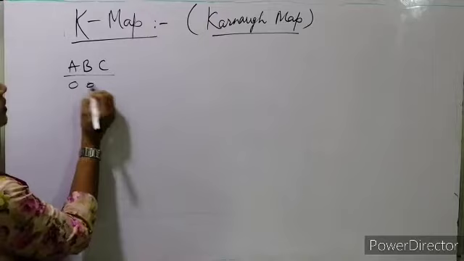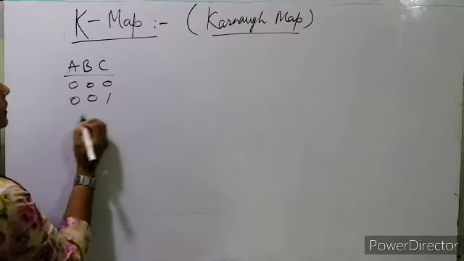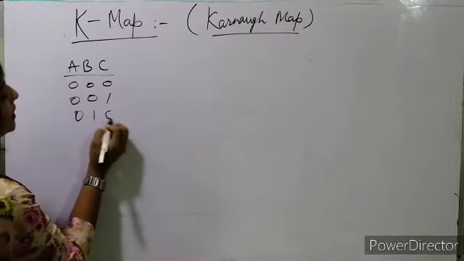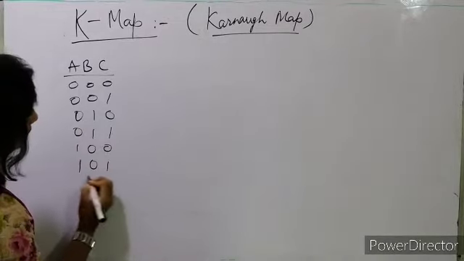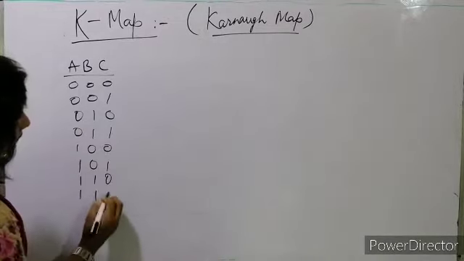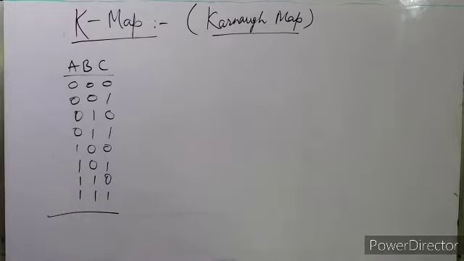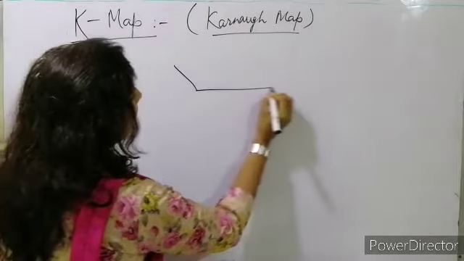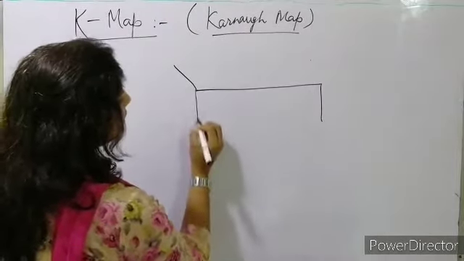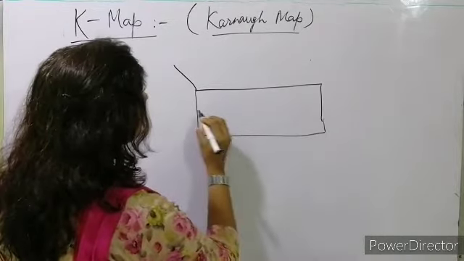So 0 0 0, 0 0 1, 0 1 0, 0 1 1, 1 0 0, 1 0 1, 1 1 0, 1 1 1. Okay, so these are the 8 terms, you can say 8 values will be there for 3 variables. So basically the Carnot map for 3 variables, 8 boxes will be there.